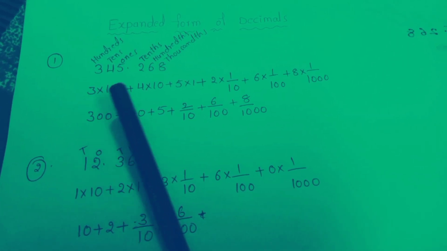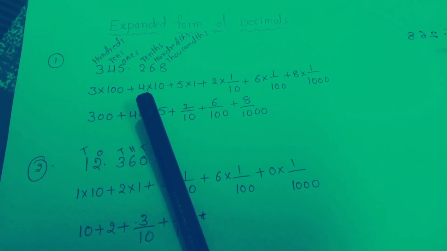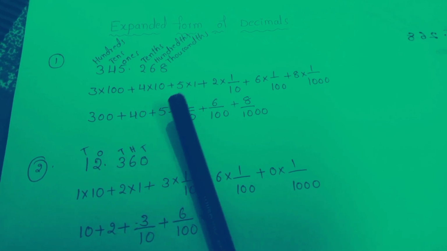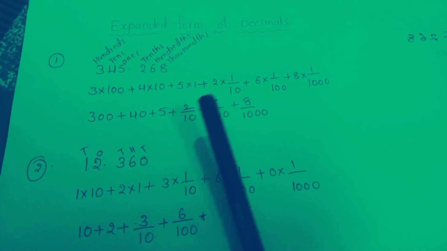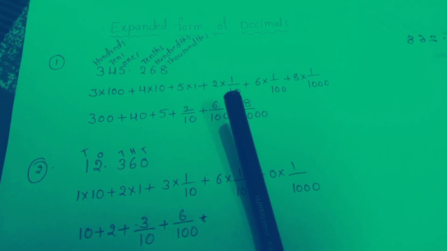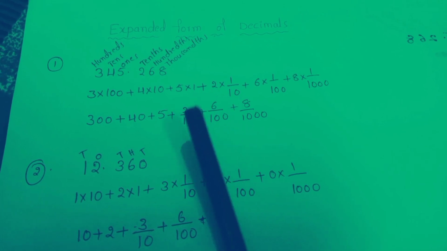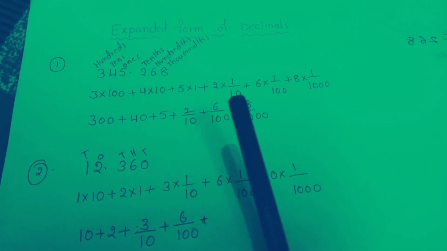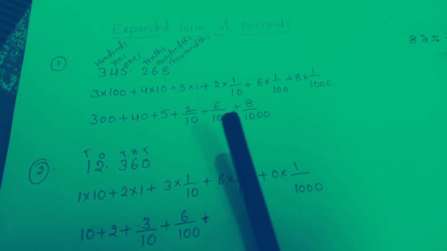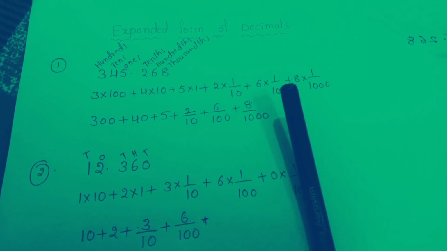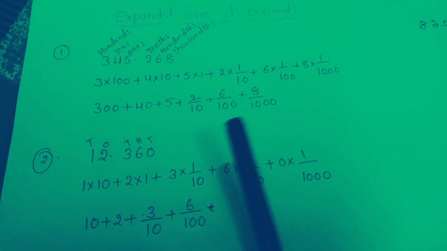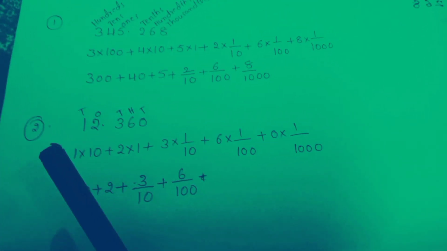Next, 3 into 100 is 300, 4 into 10 is 40, 5 into 1 is 5, plus 2 into 1 by 10 is 2 by 10, plus 6 into 1 by 100 is 6 by 100, 8 into 1 by 1000 is 8 by 1000. We will go to the next one.